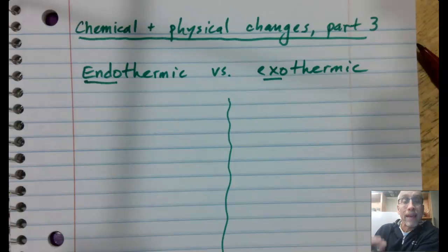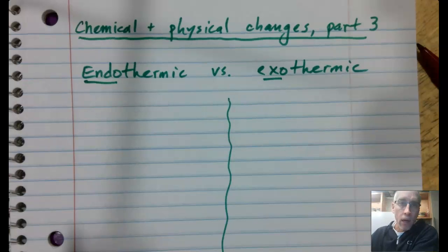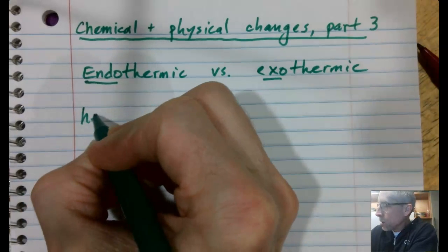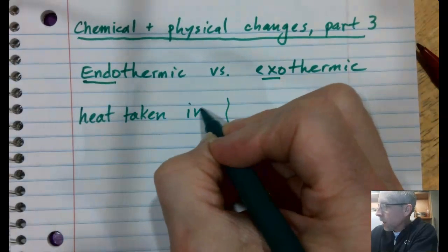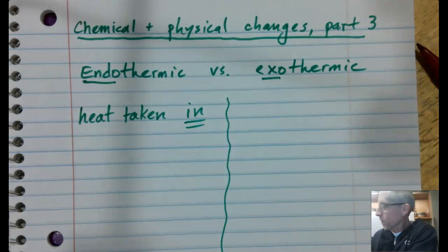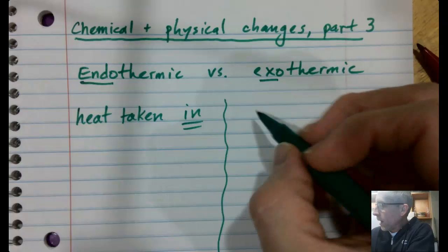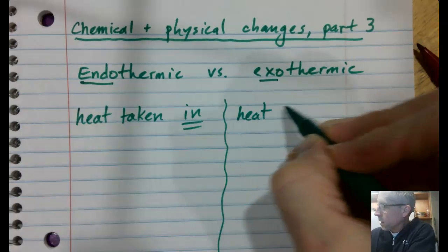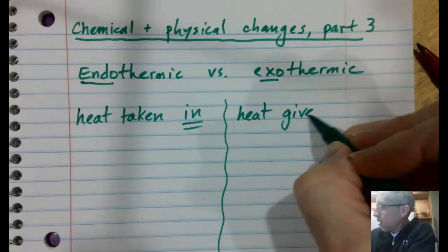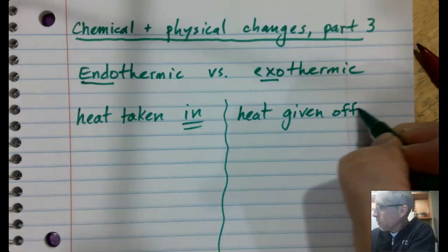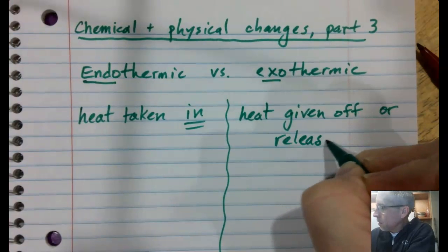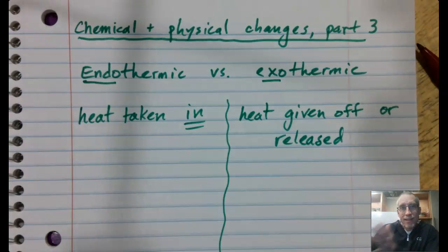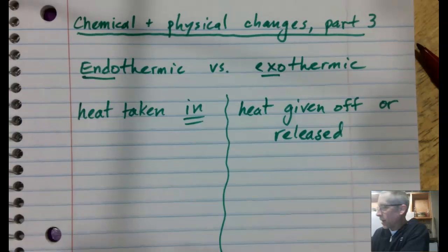So thermic, we're talking about heat energy, or thermal energy, sometimes it's called in science. And so in an endothermic process, we usually say that heat is taken in. Okay, the key word there is in. And with an exothermic process, heat is given off. Or you might also say it's released. Okay, so it exits the system. If we could draw a little diagram.